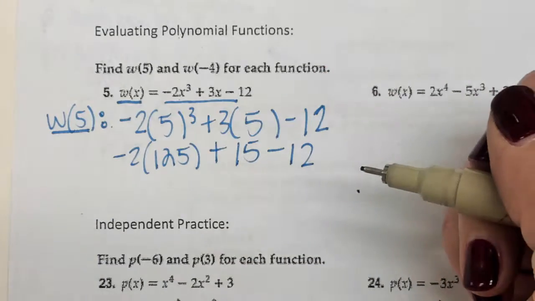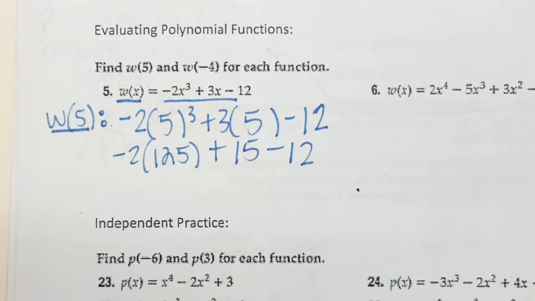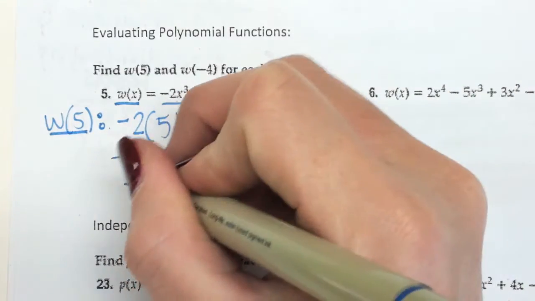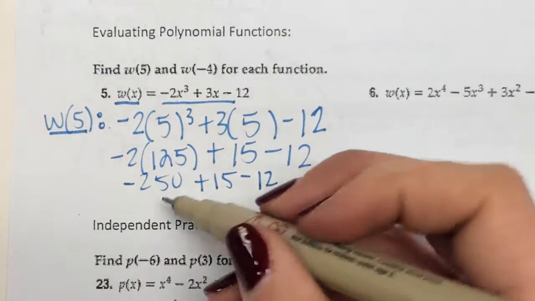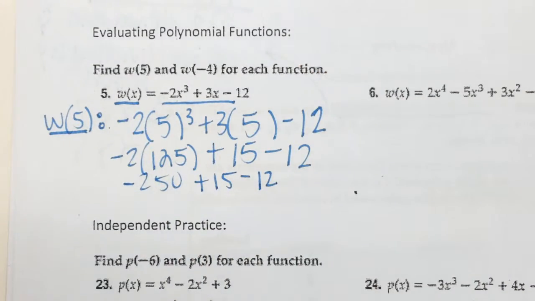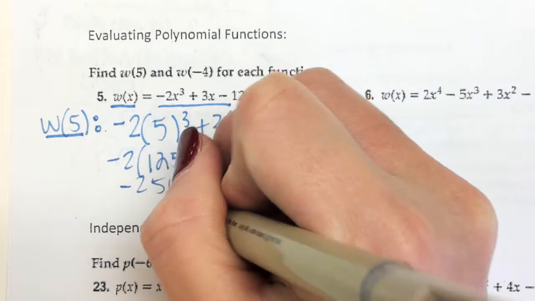Now we need to multiply here, so -2 times 125, which is -250, plus 15 minus 12. So now we do -250 plus 15. That's -235, and then minus 12, -247.